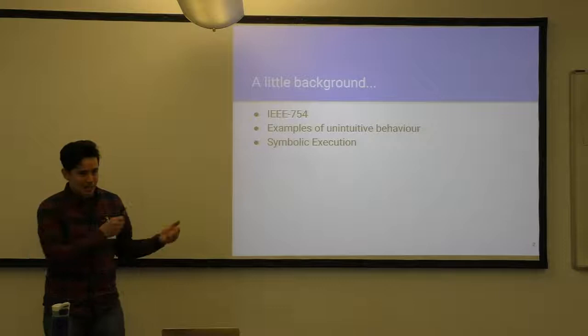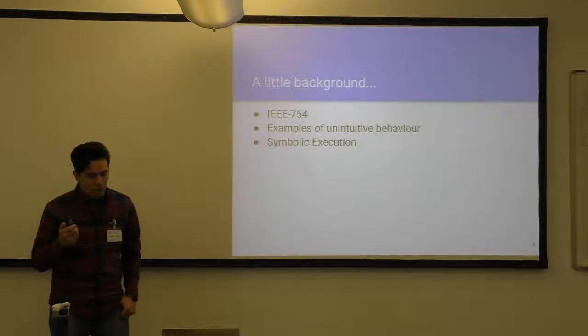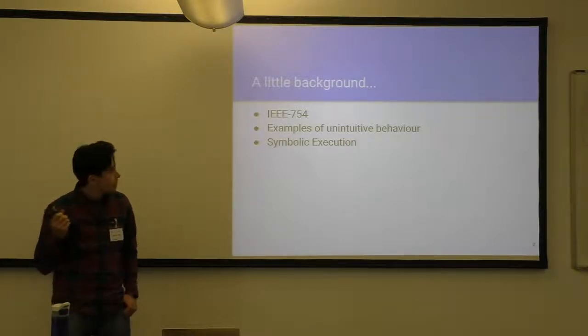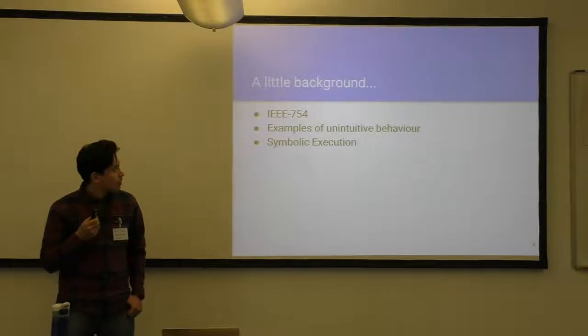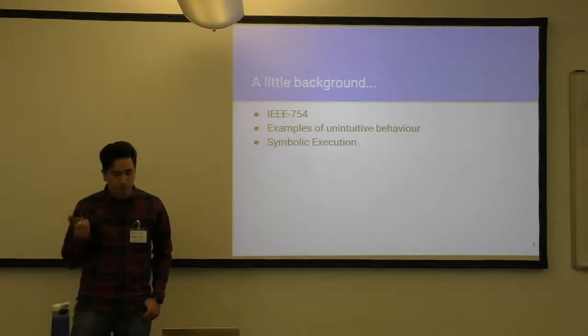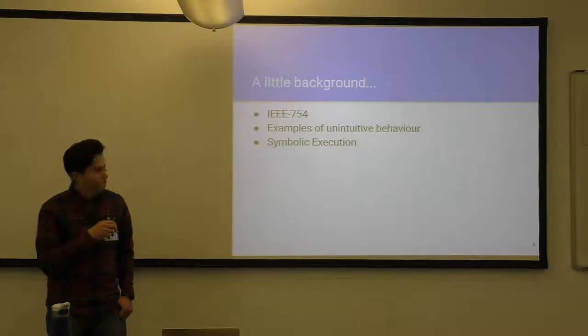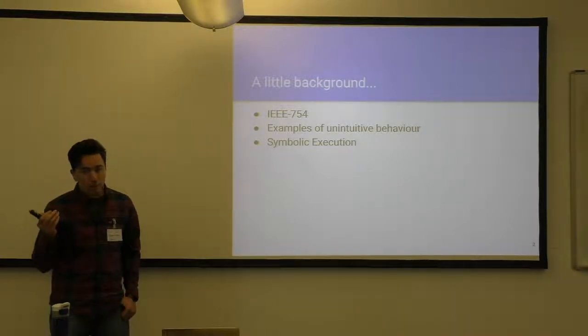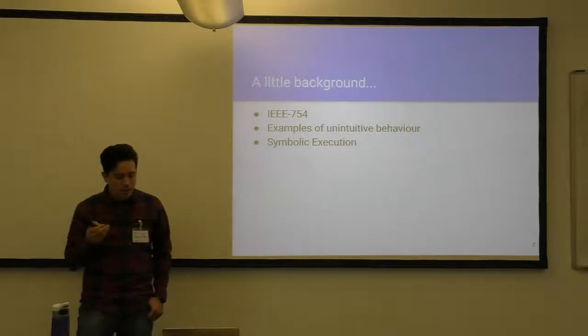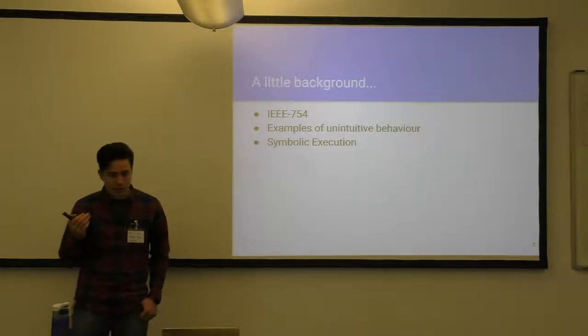So, as I said, I'm going to give some background now on what these things are. Our previous speaker actually covered a lot of the problems of IEEE 754, but I'm going to go over some particular parts of it. Then I'm going to give an example of some of the unintuitive behavior that can result from the standard, and then I'm going to explain what symbolic execution is and how it can help.